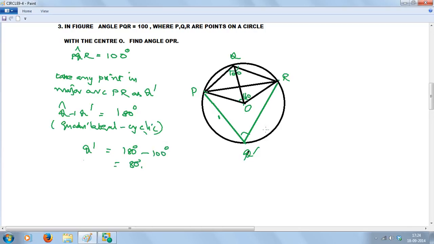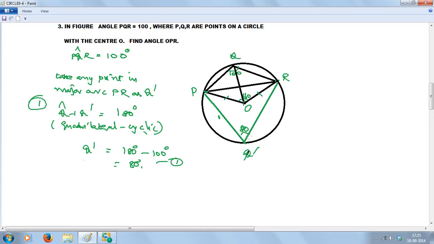Now we have found one. This is 80, so we will apply the next theorem. This was the first theorem, which we have applied and found. Next theorem. What is that? We want to find the angle OPR. So we know OP and OR are equal, both equal to the radius. So we will apply the next theorem.